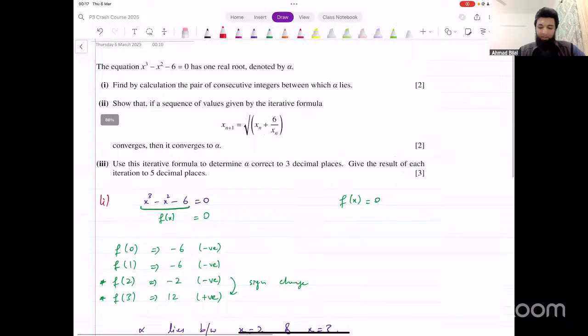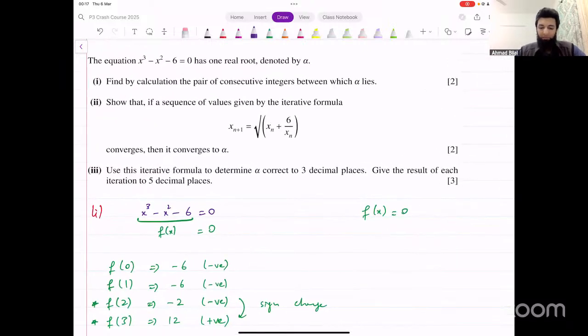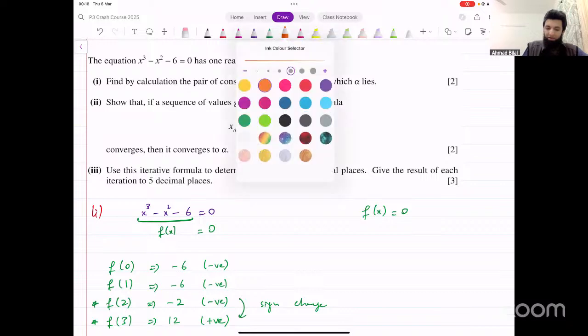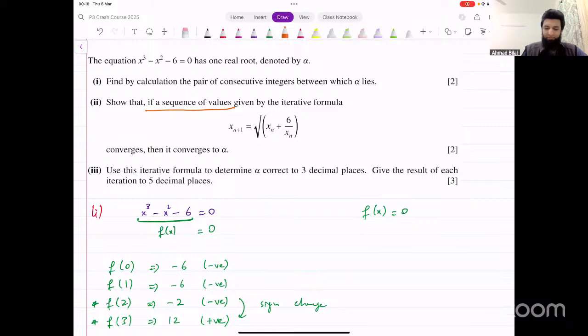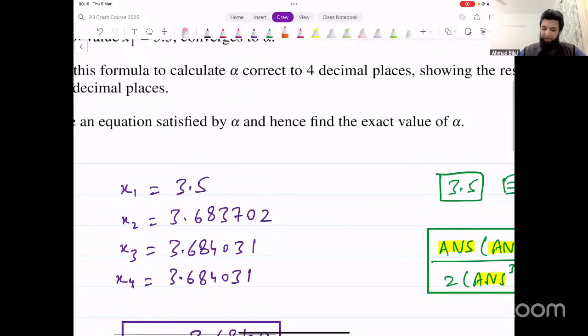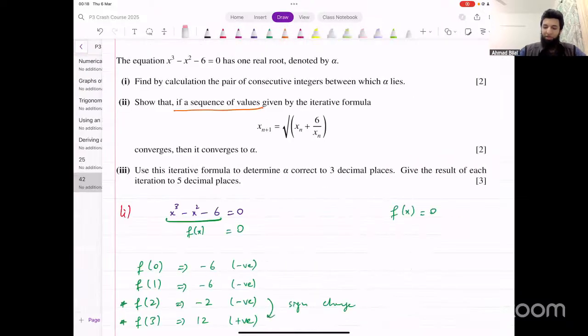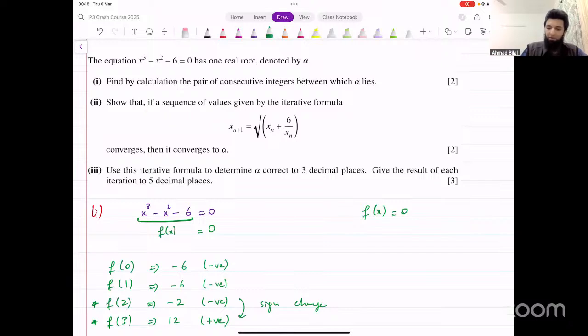No? Now, let's look at the second part. Again, another type of question that gets repeated very often. You need to understand what the statement means. Show that if a sequence of values given by this iterative formula converges, then it converges to alpha. Now, what on earth does that mean? If a sequence of values, what sequence of values? When we use an iterative formula, we get x1, x2, x3, x4. This is the sequence of values that they're talking about. Those iterations that you get from that iterative formula, if that sequence converges, that means if they converge to a single answer, if they get stable at some value, then that value at which they get stable, that value is alpha.